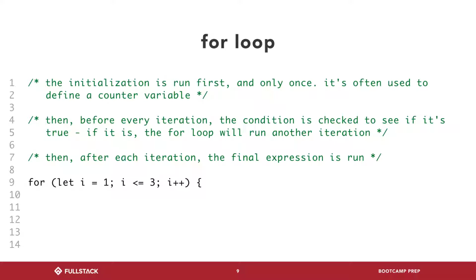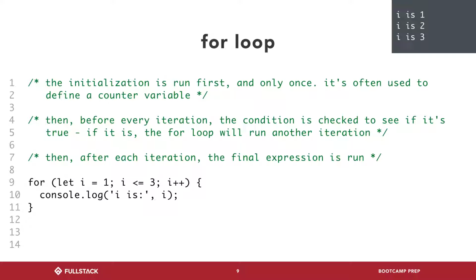So here, on lines 9 through 11, we have this for loop. Our initialization is let i equals 1, and we run that i equals 1 only one single time. So throughout the course of this for loop, we only have one i variable, and it's going to be set to 1 initially.